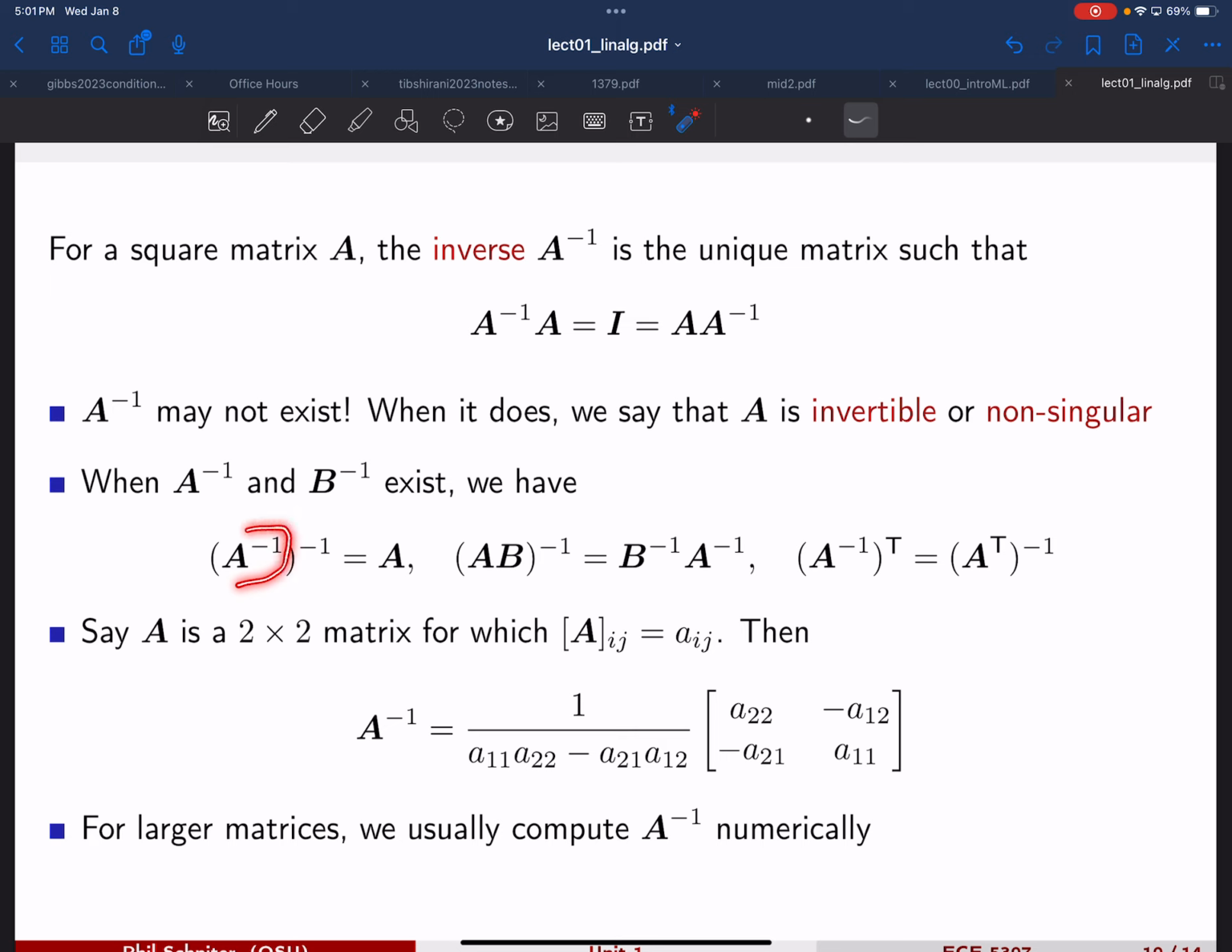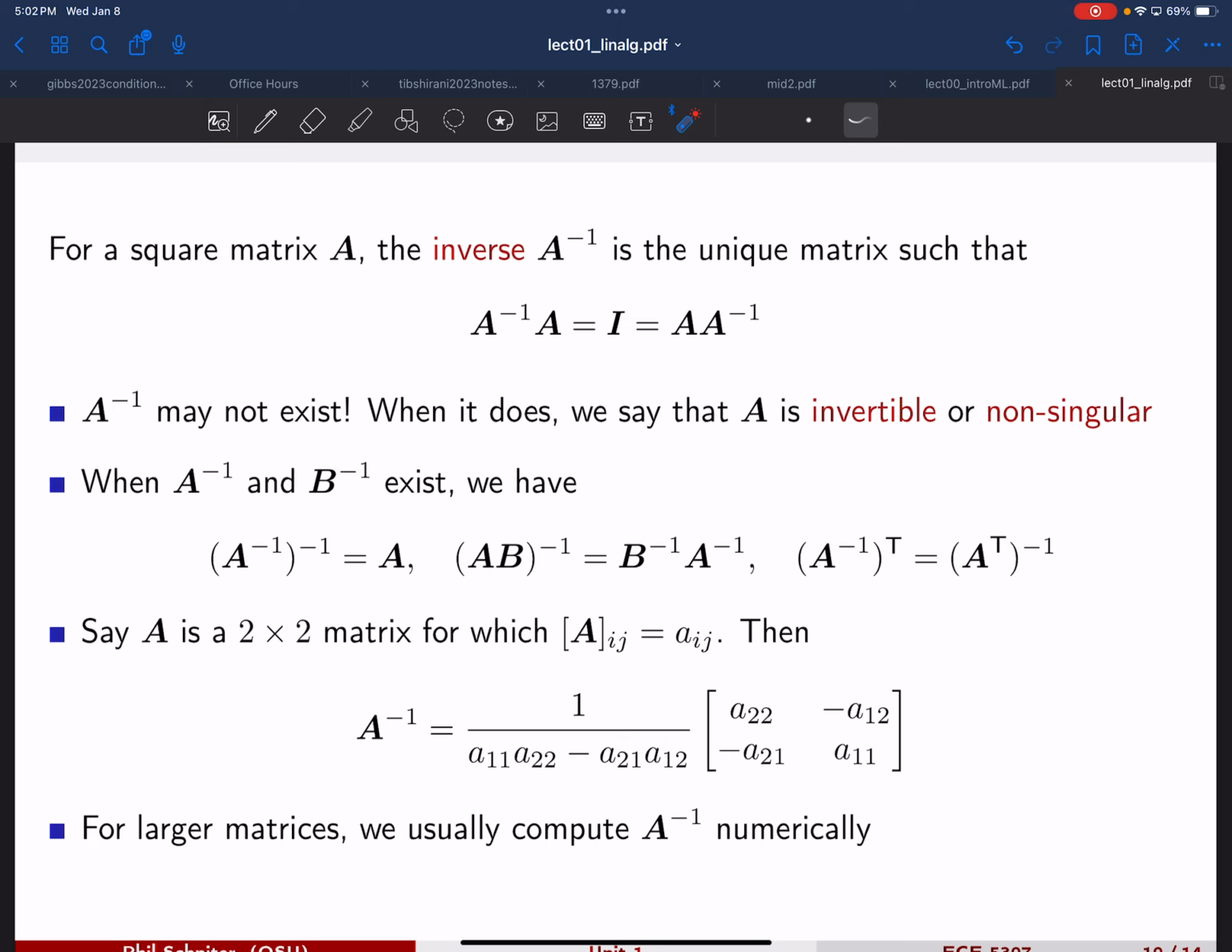If we invert a matrix and then we invert the inverse, we get back the original matrix. If we have a product A times B, and let's say that they're both invertible, and we invert the product, similar to the way the transpose works, you invert the individual ones and you swap their orders. And finally, if you transpose A inverse, that's the same thing as inverting A transpose. A number of useful things.